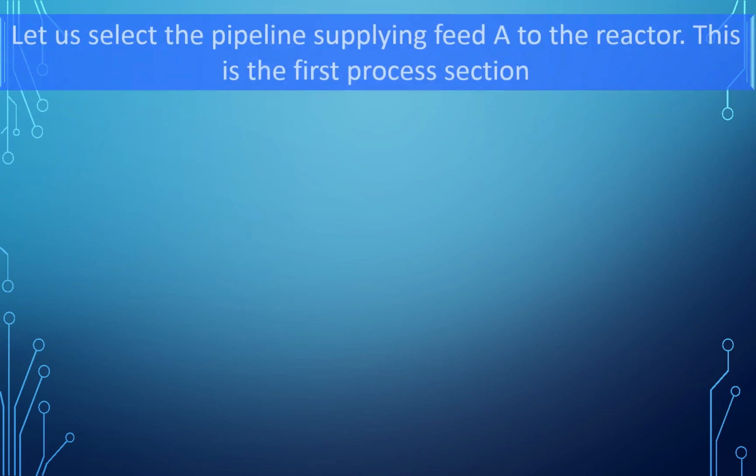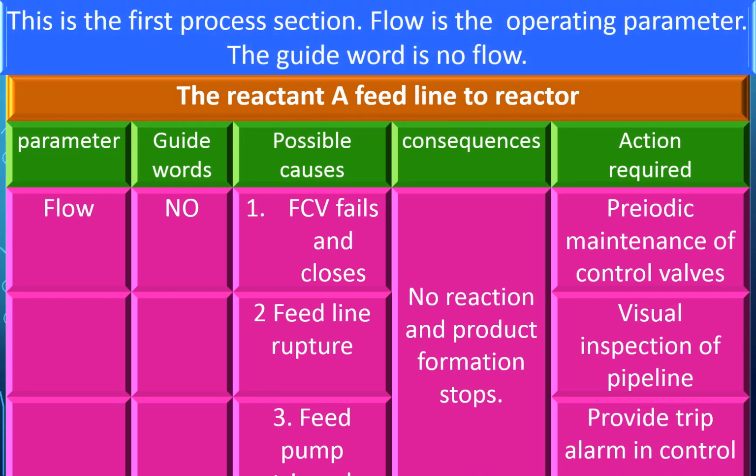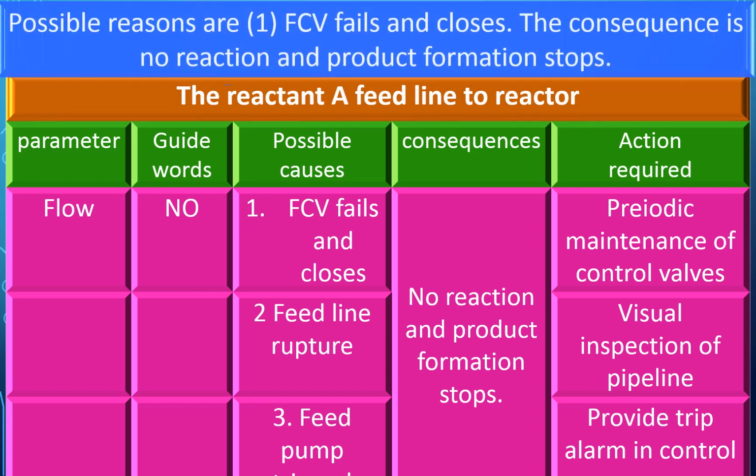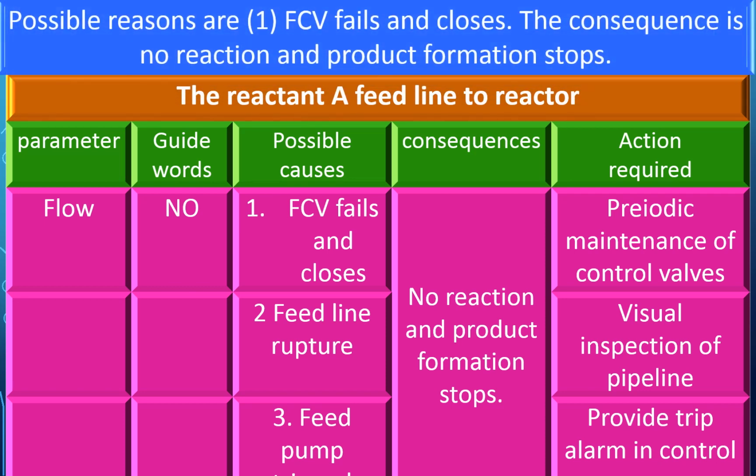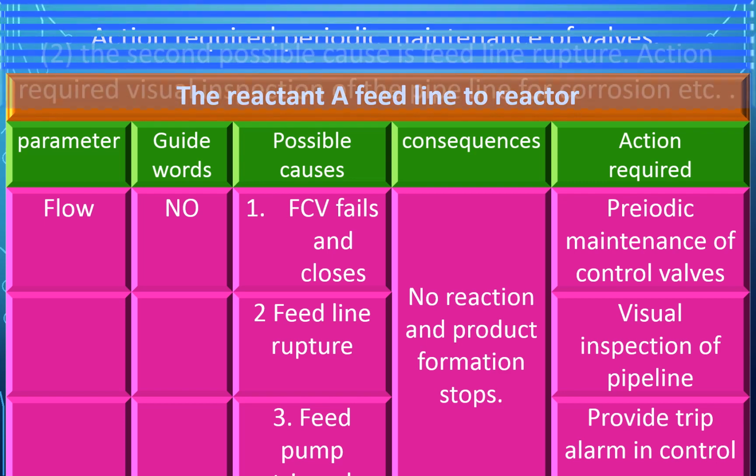Let us select the pipeline supplying feed A to the reactor. This is the first process section. Flow is the operating parameter. The guide word is no flow. Possible reasons are 1. FCV fails and closes. The consequence is no reaction and product formation stops. Action required, periodic maintenance of the valves.